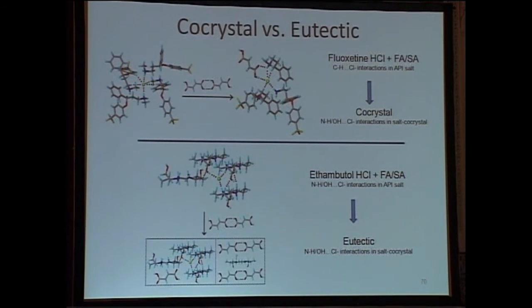When you add a coformer like succinic acid or fumaric acid, the C-H···Cl⁻ interactions are replaced by O-H···Cl⁻. So you are going from weak to strong, and we get a co-crystal. Not we, it was reported by Scott Childs and his group. Ethambutol hydrochloride was our study. One strong hydrogen bond, that is N-H···Cl or O-H···Cl of the drug, is replaced by another strong hydrogen bond of the coformer, and we get a eutectic. So it's how much you are able to dominate through the supramolecular heterosynthon interactions that determines whether you get a co-crystal or a eutectic.